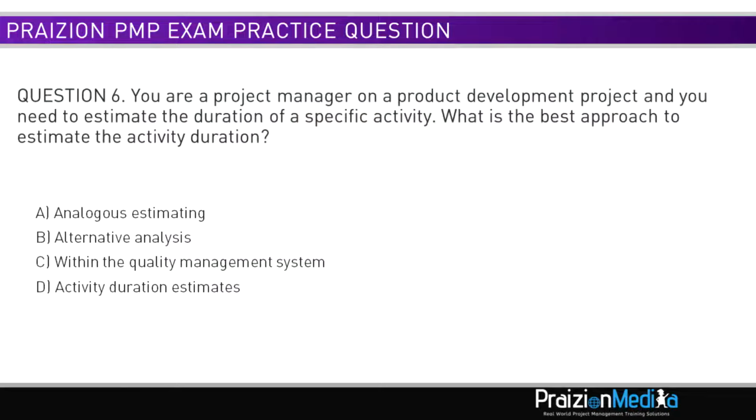Question 6. You are a project manager on a product development project and you need to estimate the duration of a specific activity. What is the best approach to estimate the activity duration? A. Analogous estimating. B. Alternative analysis. C. Within the quality management system. D. Activity duration estimates.